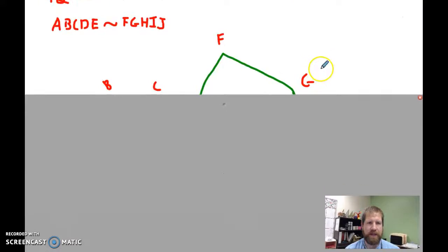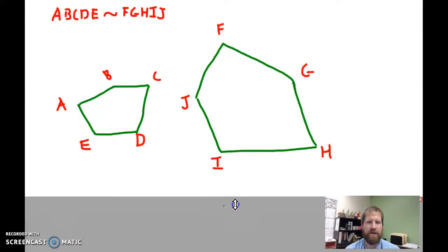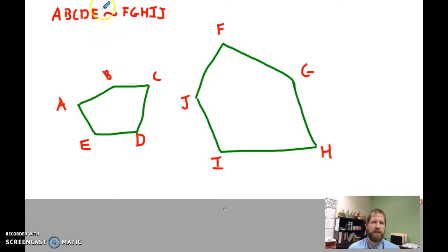The last part of this that we have to look at is this sign right here, which means similar. So this figure, A, B, C, D, E, is similar to F, G, H, I, J. What that means is A, this point right here, corresponds to F. So this and this are corresponding points, and their angles are corresponding.